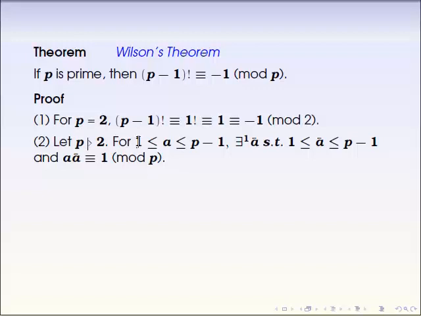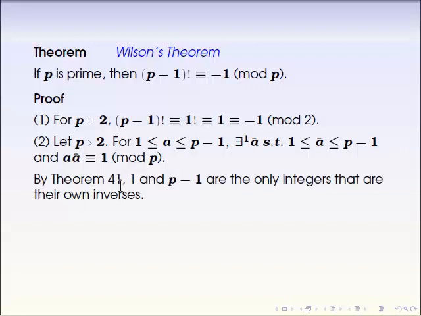Okay. Then if you choose any number between 1 and p minus 1, because p is a prime number, any integer in that range should be relatively prime with p. So we know there is a unique inverse, which can be written as a bar, that should also be in this range, and the product must be congruent to 1 modulo p.